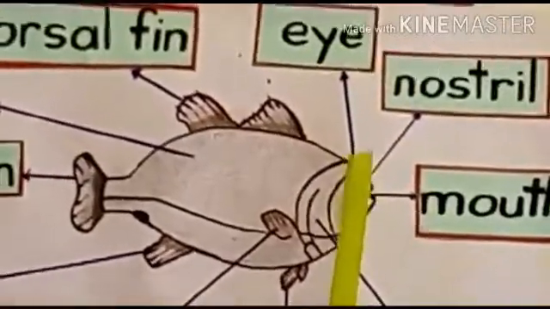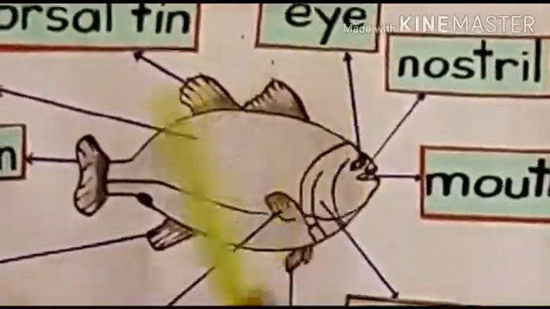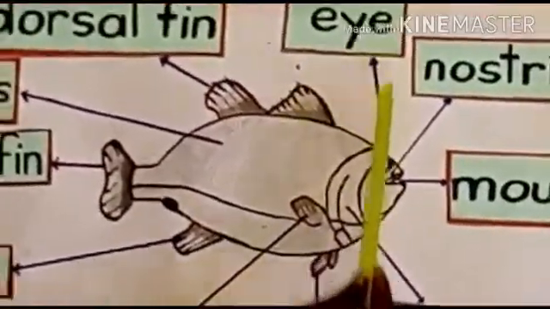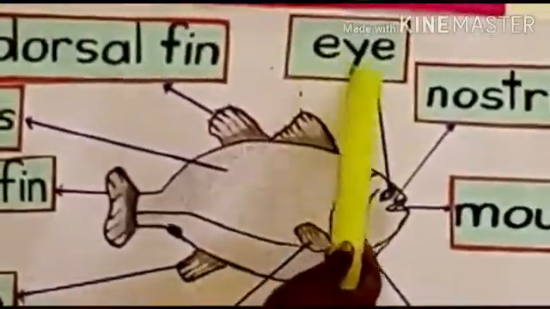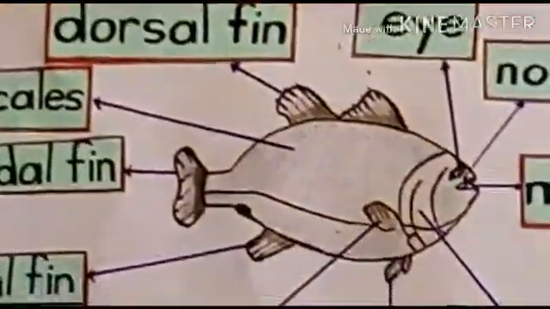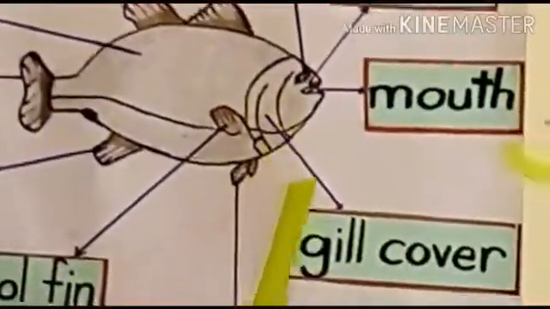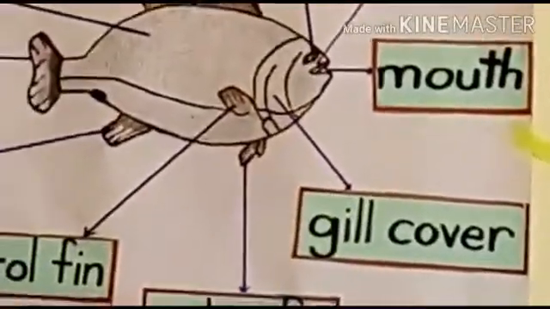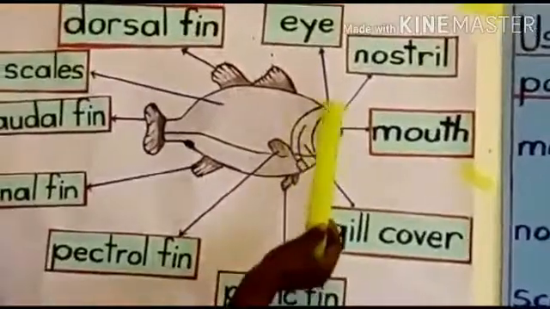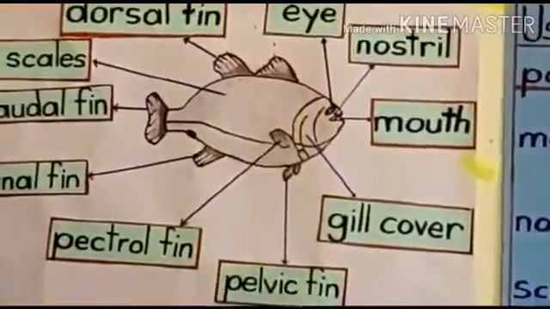We have the eye. A fish has got 2 eyes, but in this case, we have pointed to only one. That's why we are saying eye. We have the gill cover. This is a bony part. It's a bit hard. It's found on the head of a fish.